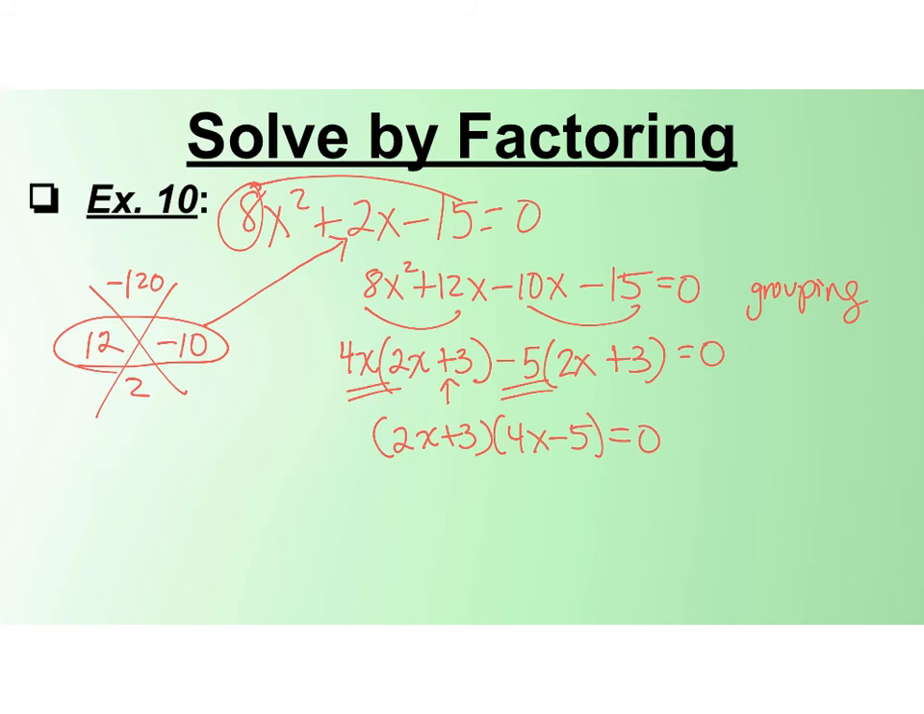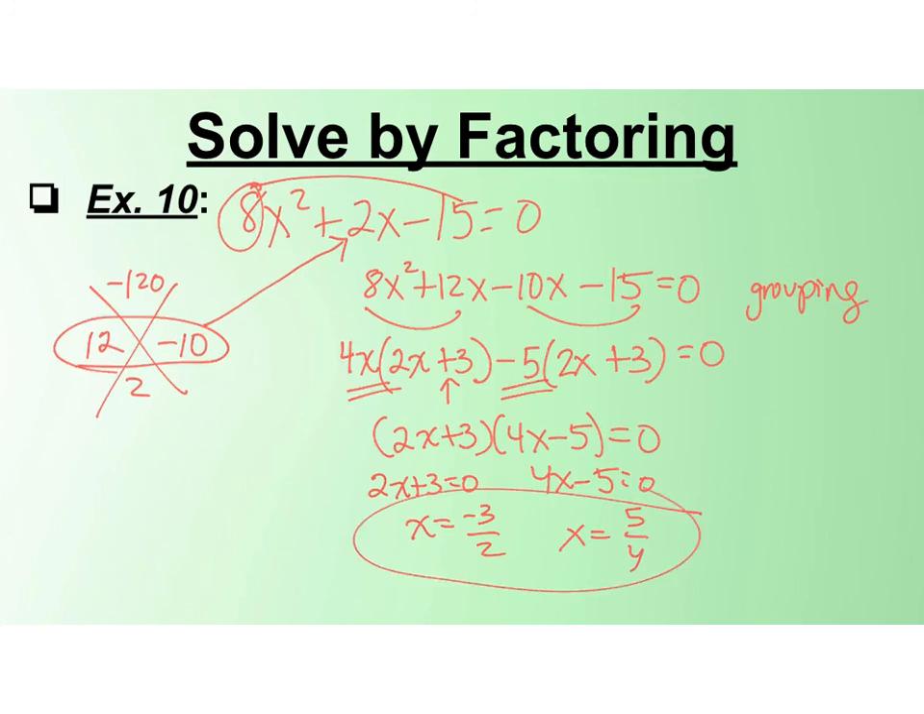And here's the zero product property. I set each of those equal to 0, and I get negative 3/2, and I get a positive 5/4. And I have solved that quadratic by factoring.